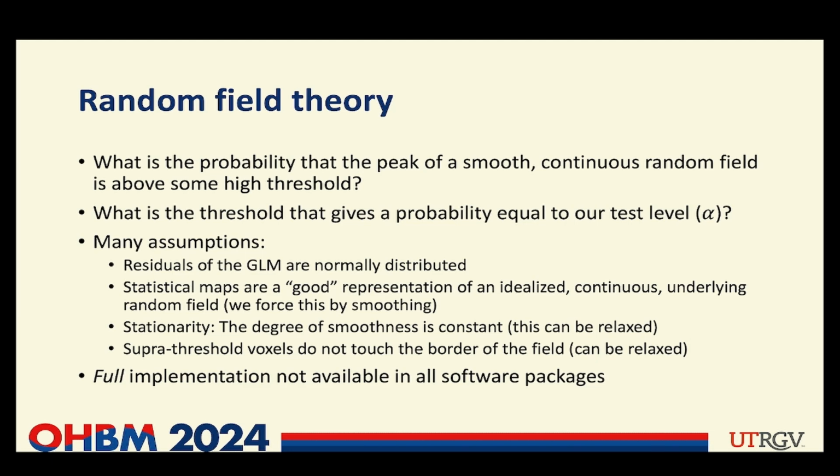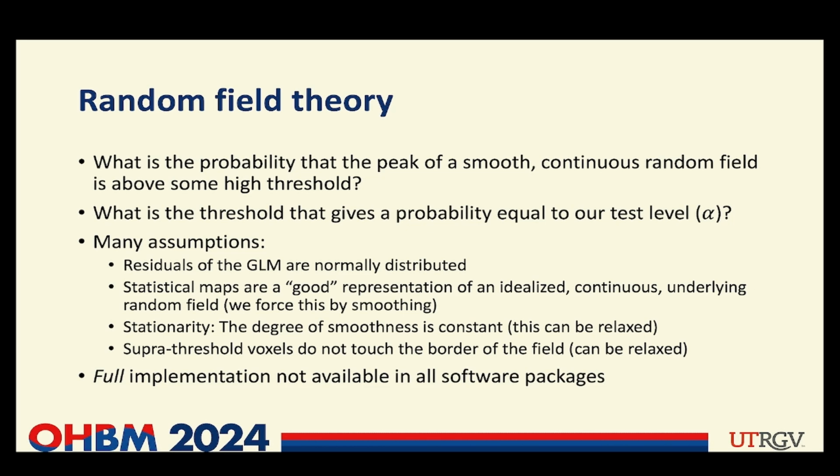Also, the degree of smoothness has to be constant throughout the image, or you have to know the degree of smoothness at every point of the image. And that's also very unrealistic. And by the way, we have to estimate the smoothness. And every time we estimate something, we are prone to errors. And also, you have to assume that suprathreshold voxels, so after you apply the threshold, must not touch the border of the random field. And that's also fairly unrealistic.